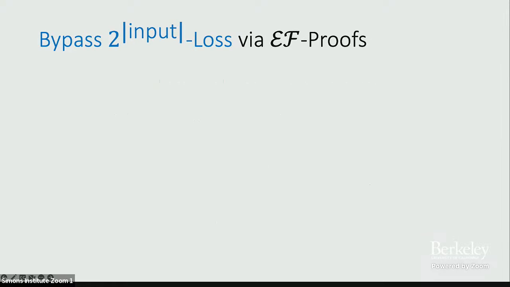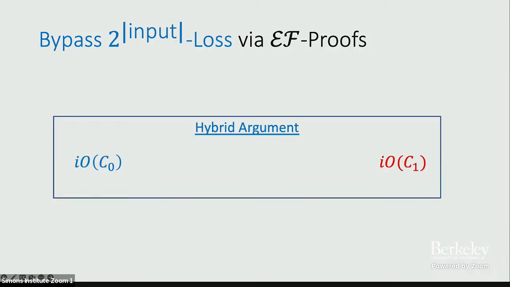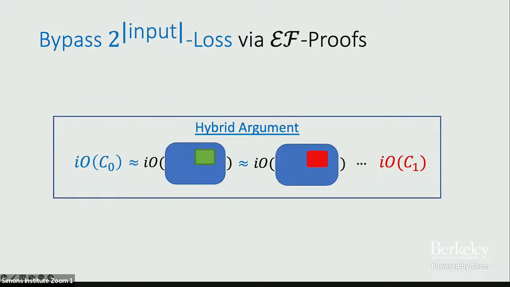So next, I will show you how to bypass the 2 to the input length barrier using the extended Frege proofs. The high-level idea is as follows. To prove the security of I/O, we are going to use a hybrid argument. At the two ends of this hybrid argument are the obfuscated programs of C0 and obfuscated programs of C1. And we are going to build a series of intermediate hybrids.